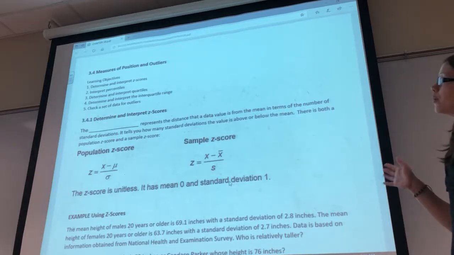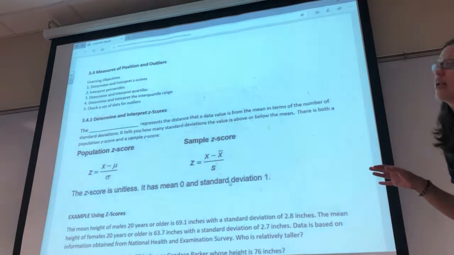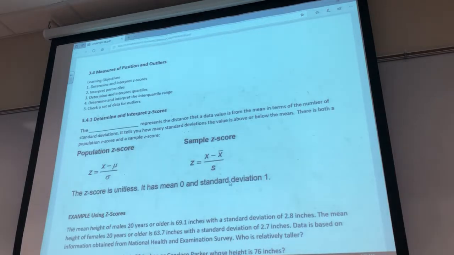So, okay, now we're going to talk about measures of position and outliers. We'll start off with just z-scores, which I think we talked about previously. Did we do z-scores before? That was a different class. Sorry, I teach at a different school and your schedules are kind of off.